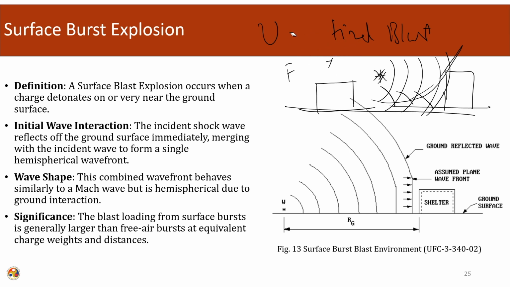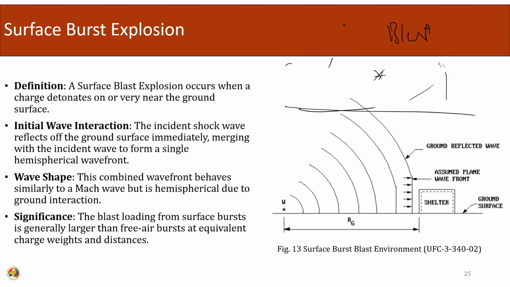Now, we are dealing with the surface burst. Let us see what happens in a surface burst. In a surface burst case, the charge normally detonates very close to the ground. In an air burst, the charge was detonating at a finite distance from the ground. Here the charge is detonating very close to the ground. So, the initial wave interaction.